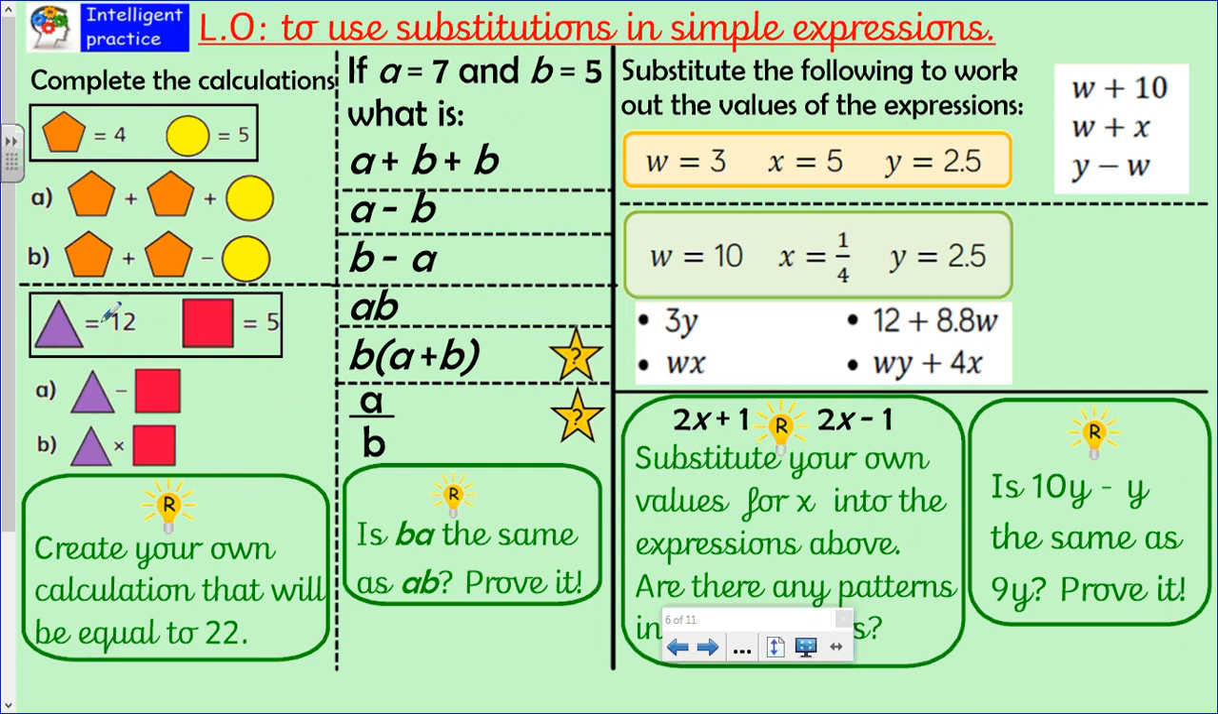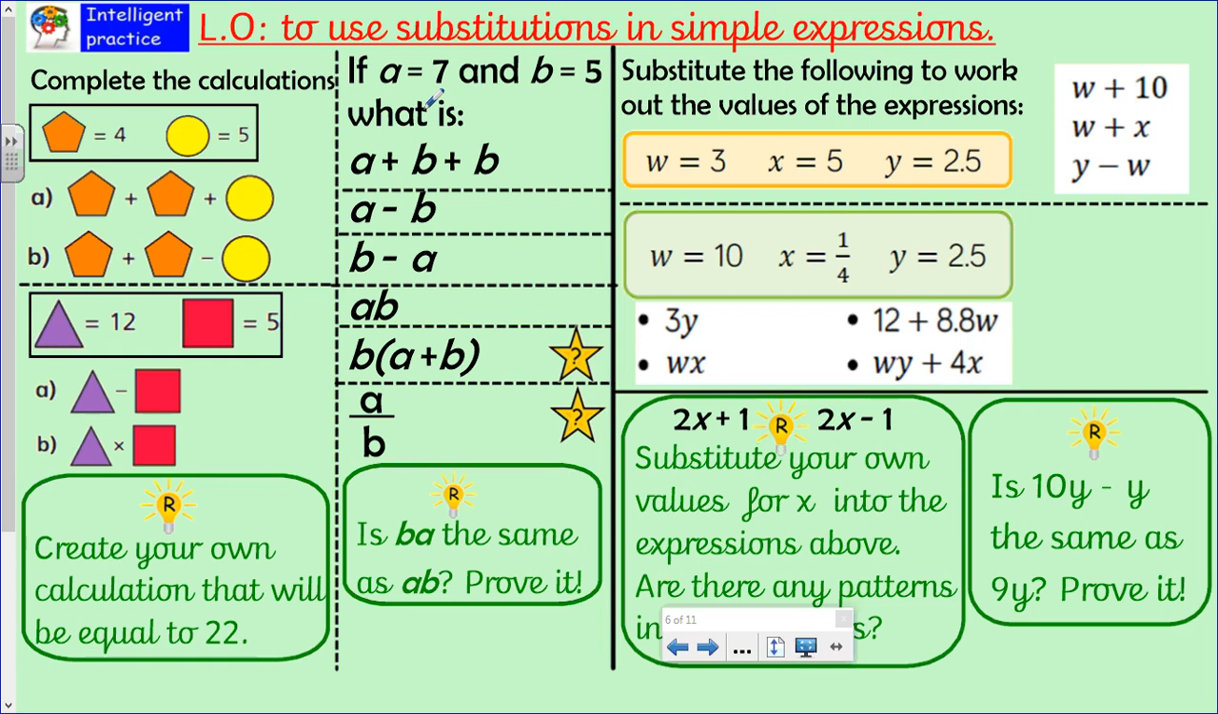And then using these two shapes for your reasoning, can you create your own calculation that will give me an answer that's equal to 22? So how would you draw that out using the triangle and the square as your substitutions for the numbers?